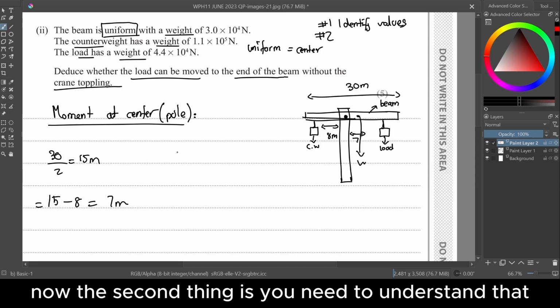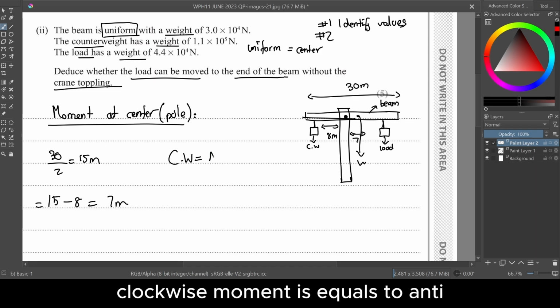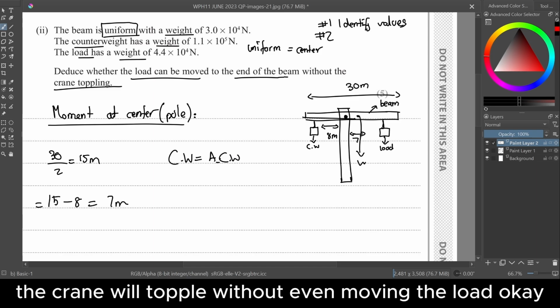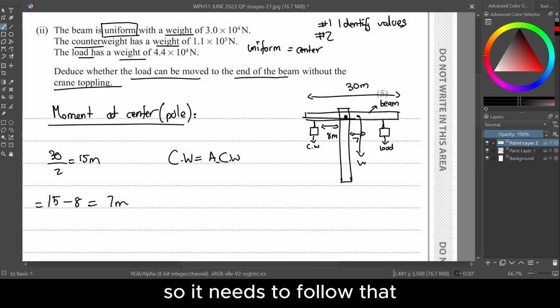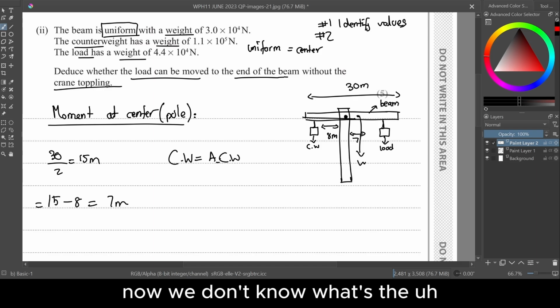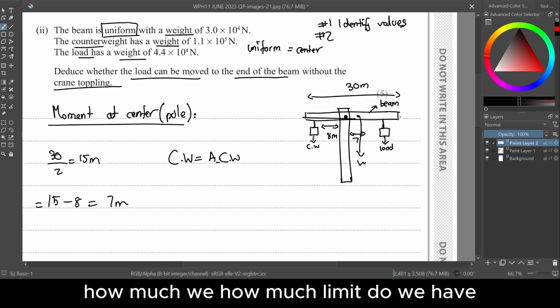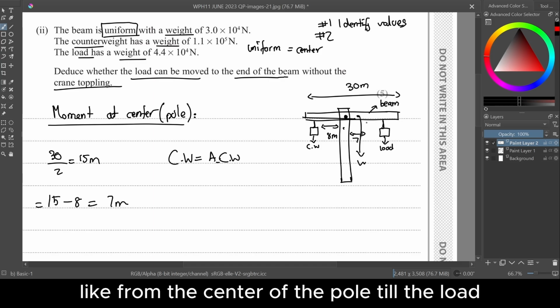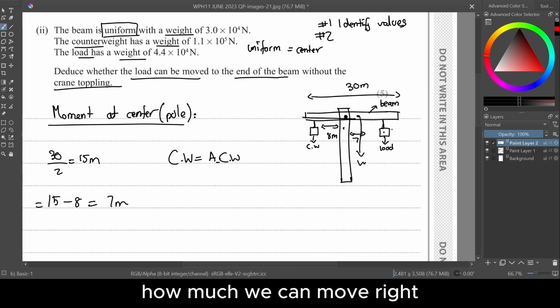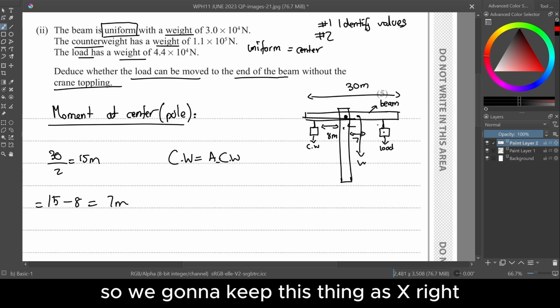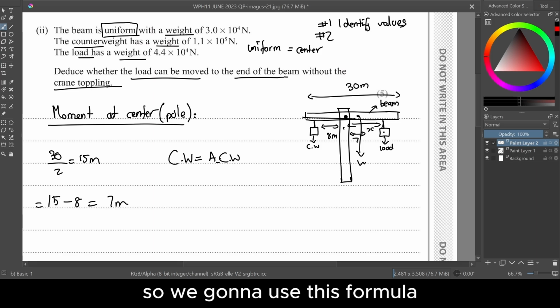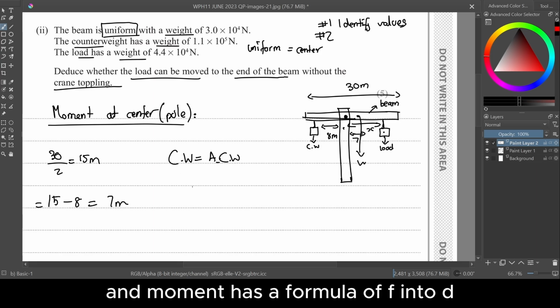Now the second thing is, you need to understand that clockwise moment equals anti-clockwise moment, right? If it doesn't follow the rule, the crane will topple without even moving the load. Now we don't know how much limit we have, from the center of the pole till the load, how much we can move. So we're going to keep this as x, so we can see how much max we can move. We're going to use the moment formula, which is F into D.